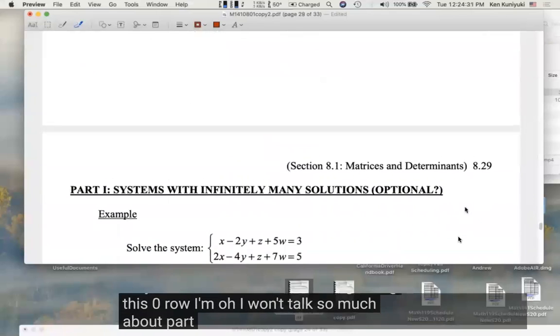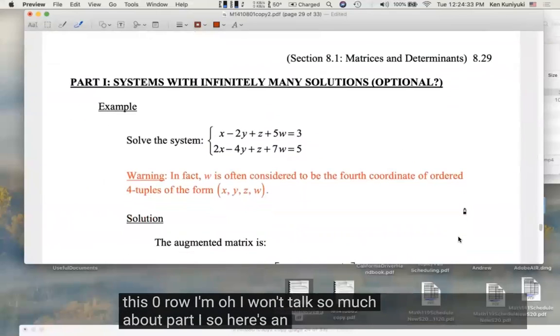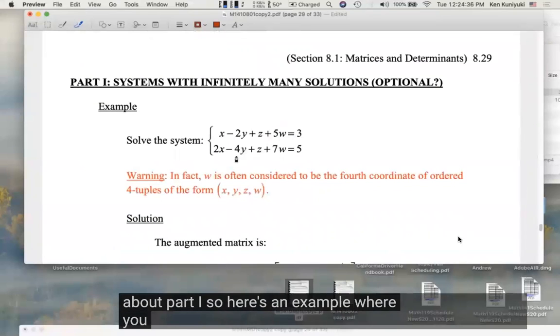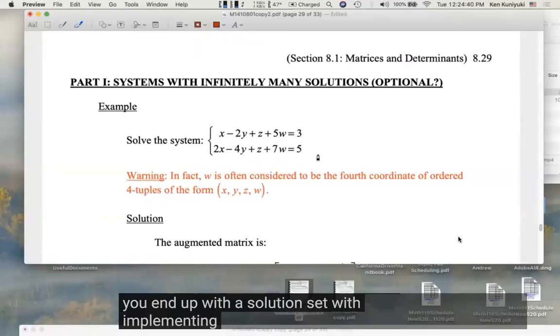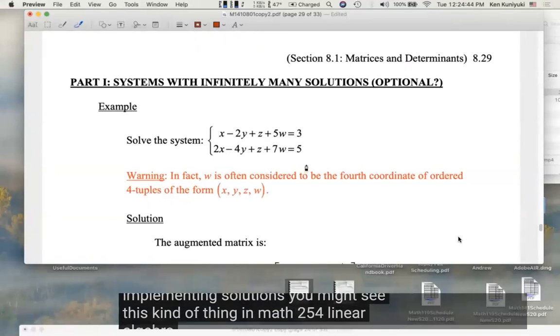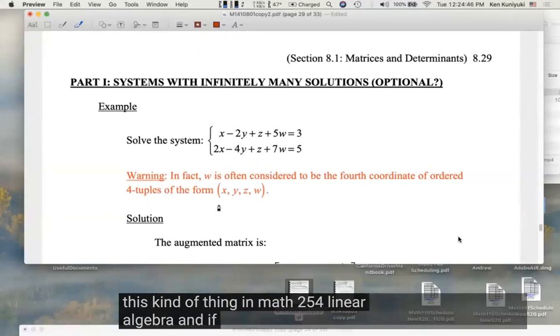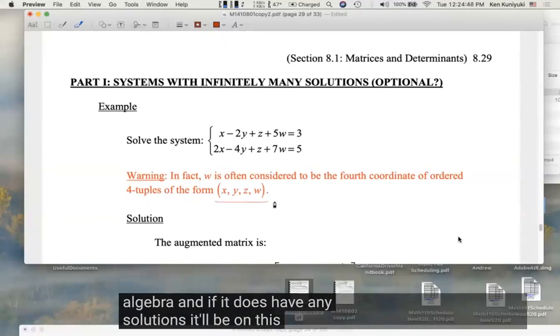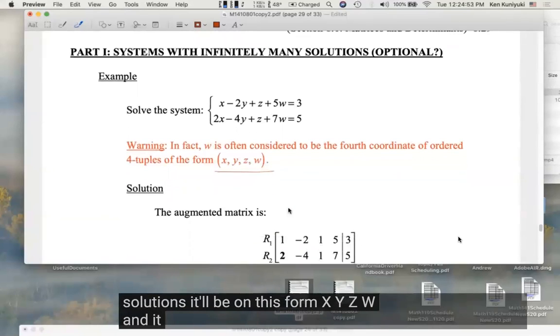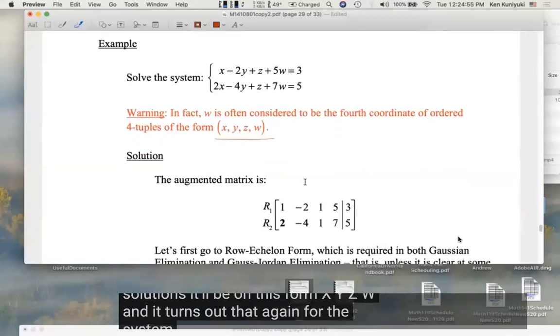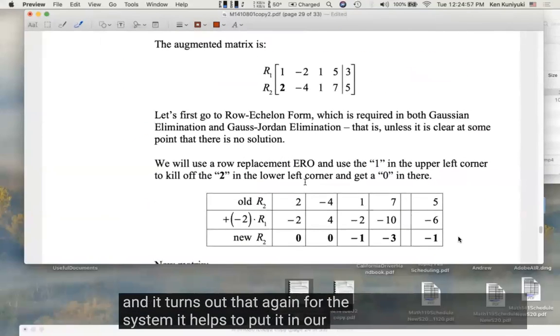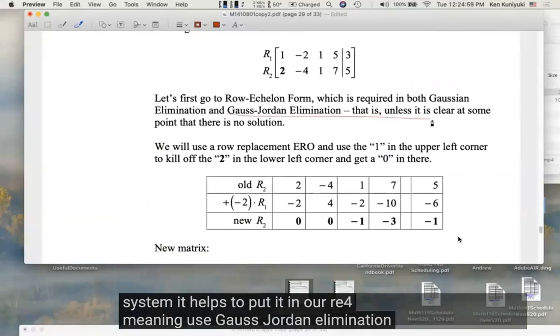I won't talk so much about part I. So here's an example where you end up with a solution set with infinitely many solutions. You might see this kind of thing in Math 254, linear algebra. And if it does have any solutions, it'll be of this form, (x, y, z, w). And it turns out that, again, for this system, it helps to put it in RRE form, meaning use Gauss-Jordan elimination.